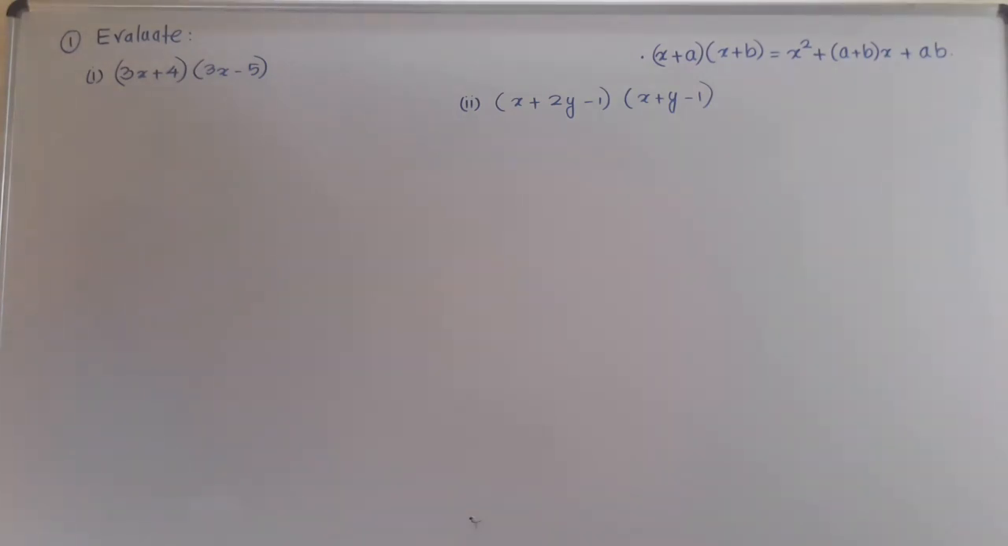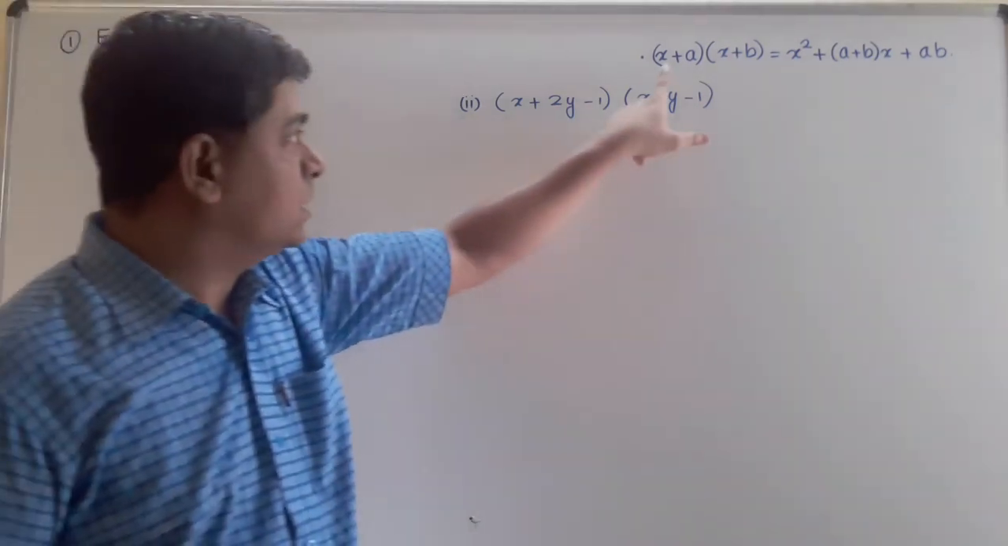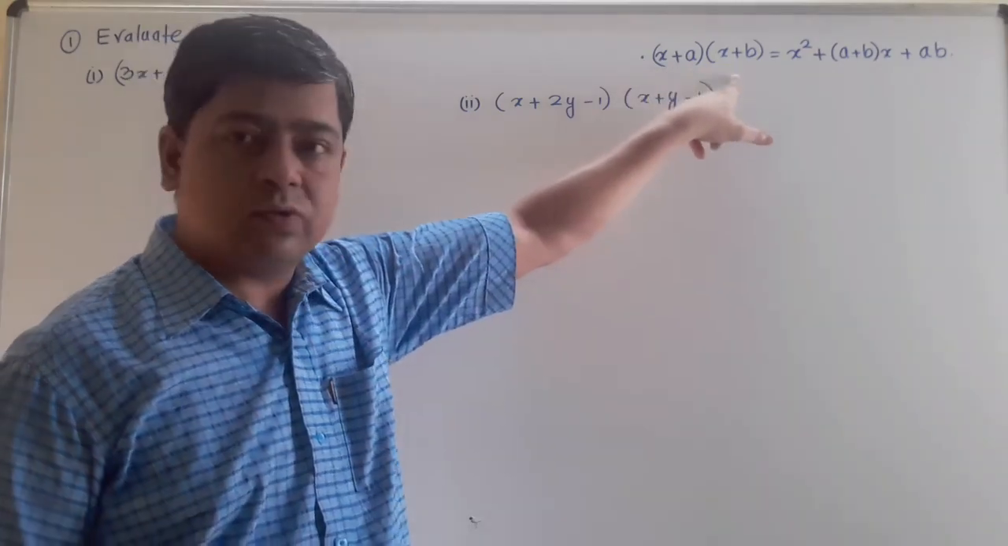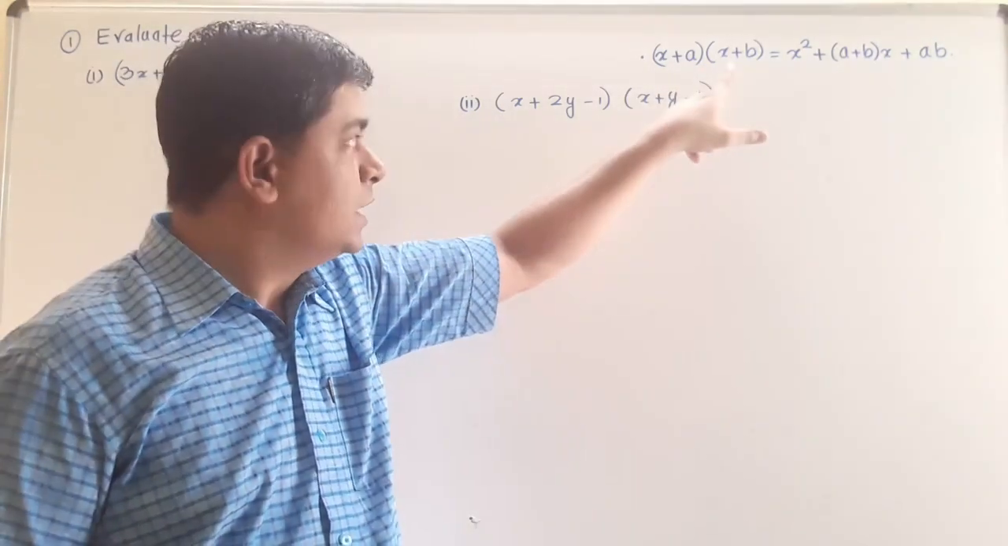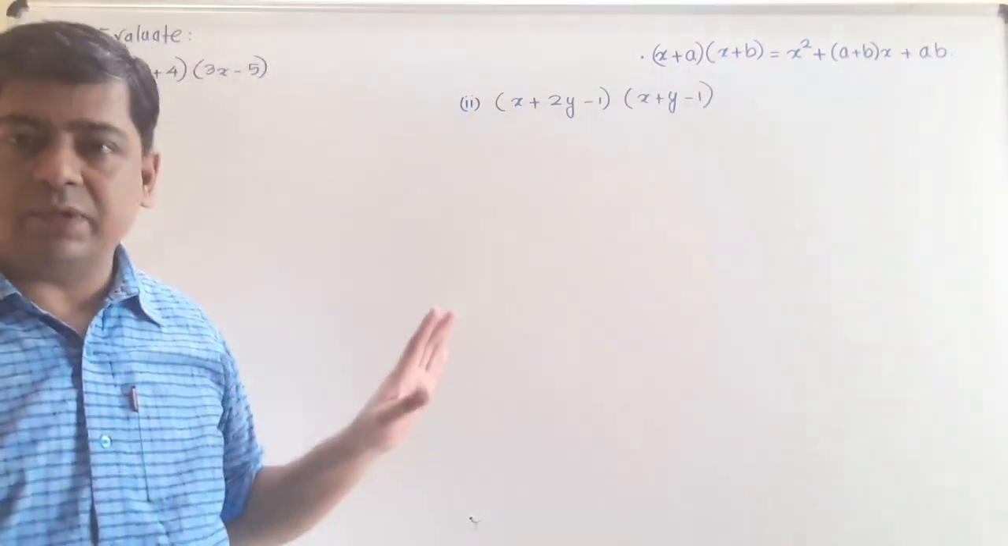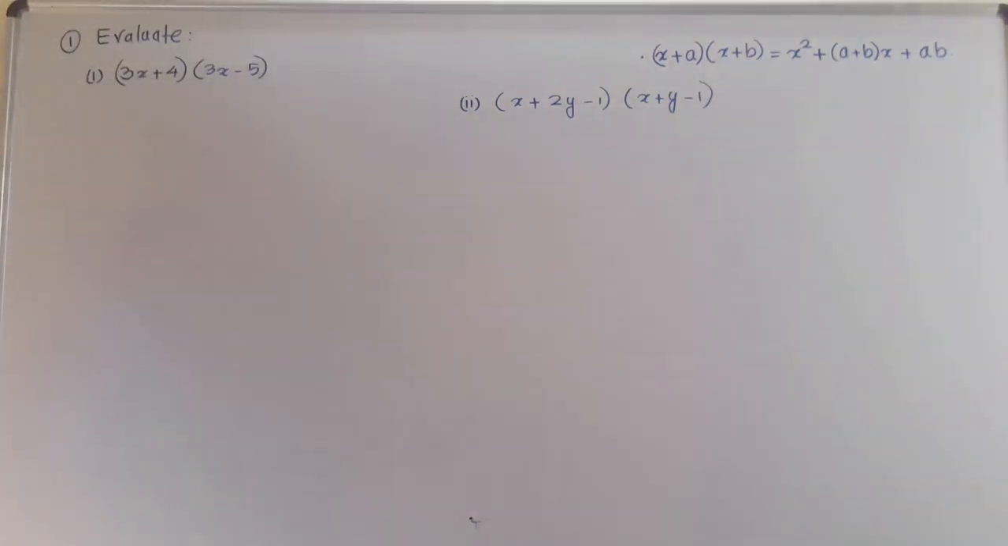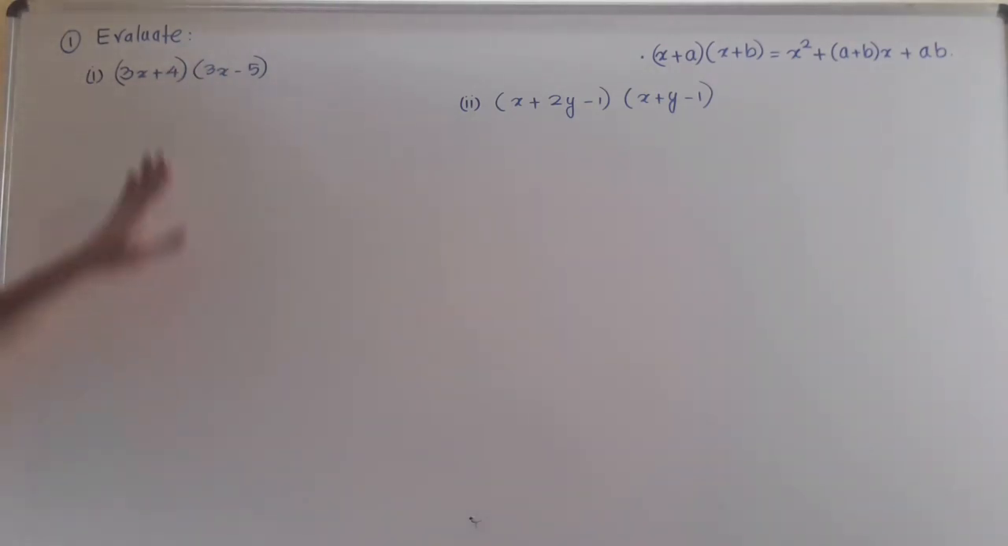First of all, you see in this formula, the first term in both the brackets would always be the same. For example, look here. Here also x is coming and here also it is given to us x. So we can say that the first term will be the same, the second term can be different, or it can have a different sign as well. Okay, so first of all you compare these two brackets with the formula given to us.